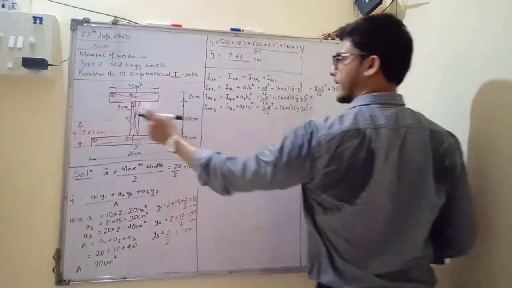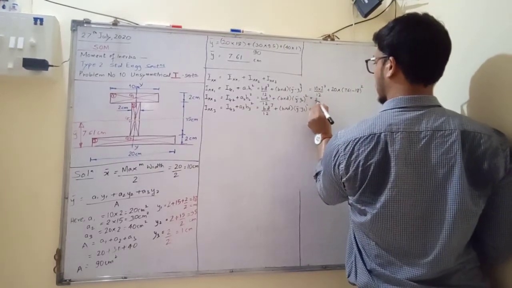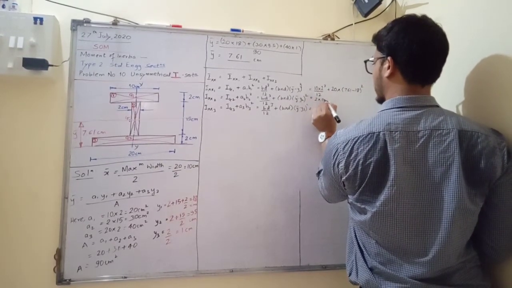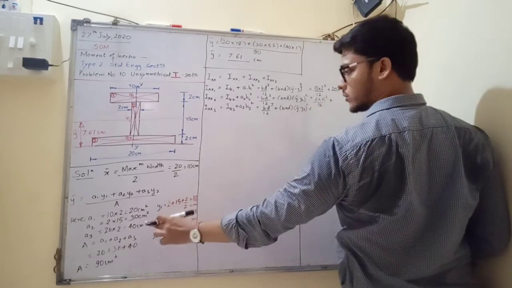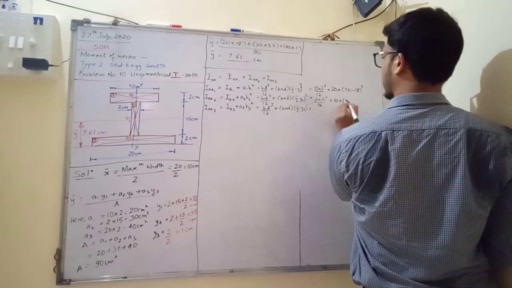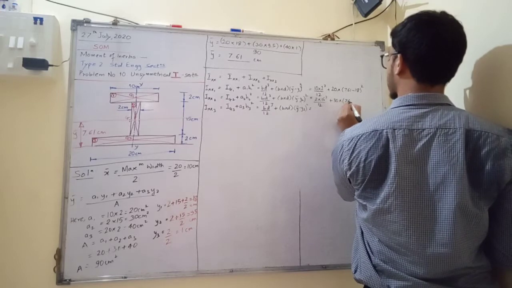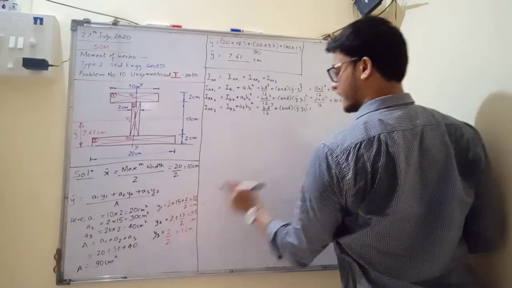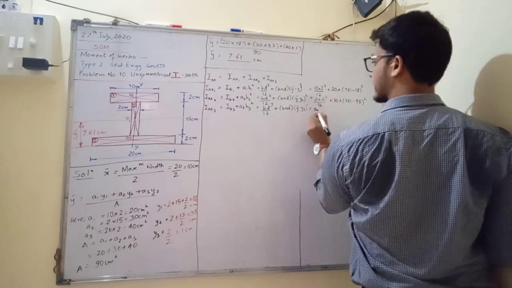Next, second rectangle. 2 into 15 is the BD. So B is 2. 2 into 15 cube divided by 12. A2, area 2 you have calculated, 30. And H will be y bar minus y2. Y bar is again the same, 7.61. Y2 is how much? 9.5. The whole square.